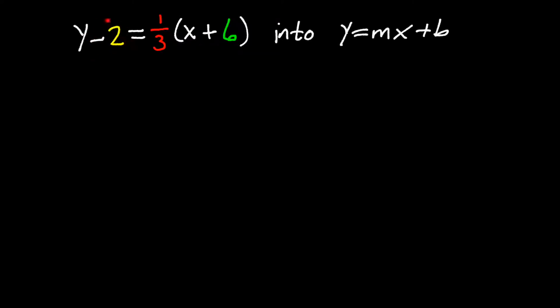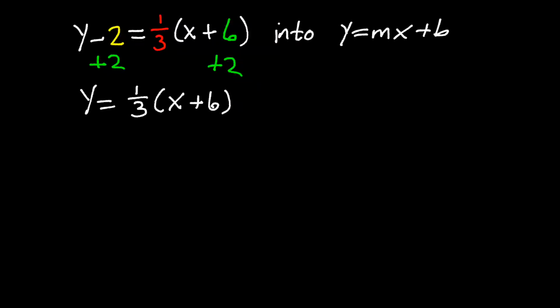Well, if I want to get rid of a minus 2, I have to add it back. So I'm going to start by adding 2 to both sides. That's going to give me y equals, and I didn't do anything to this part, so this is going to stay exactly as it is. And I can't add the 2 to the 6 yet because this is inside parentheses. This is not. So everything else is going to stay the same: 1/3 times x plus 6. And then we're going to have the plus 2 on the outside of it.